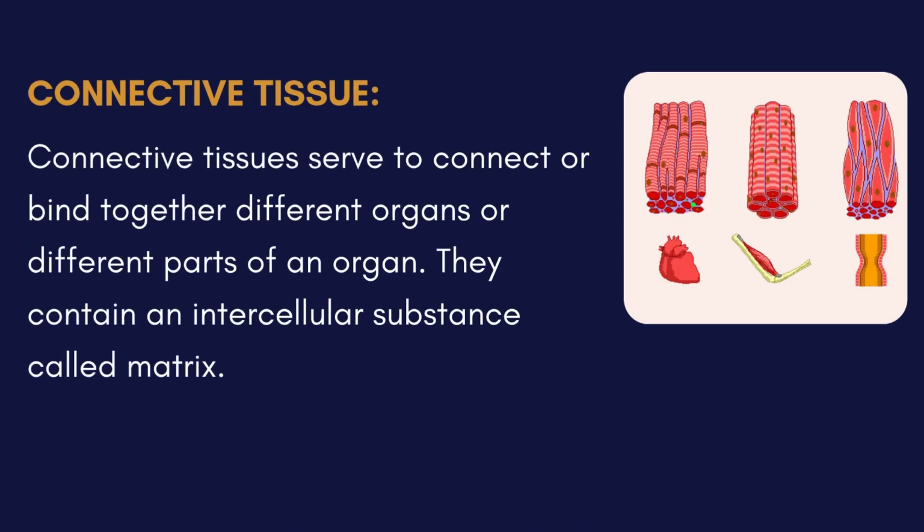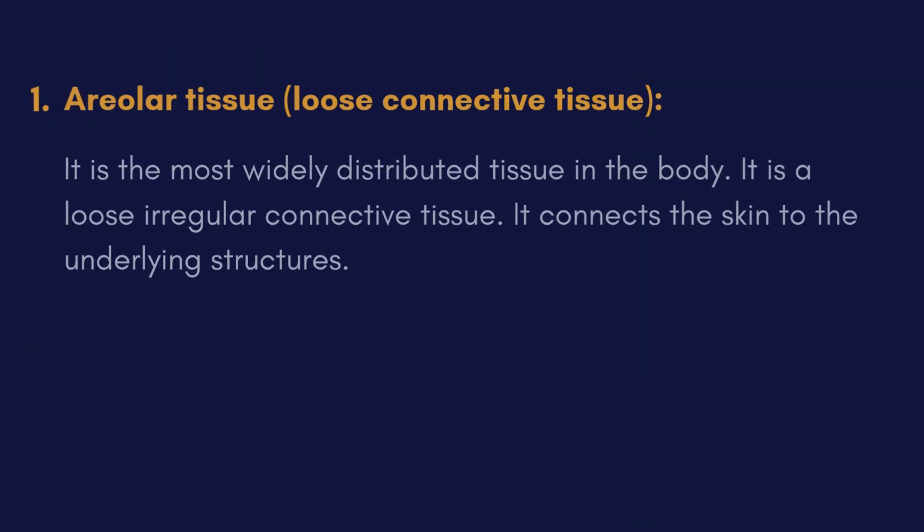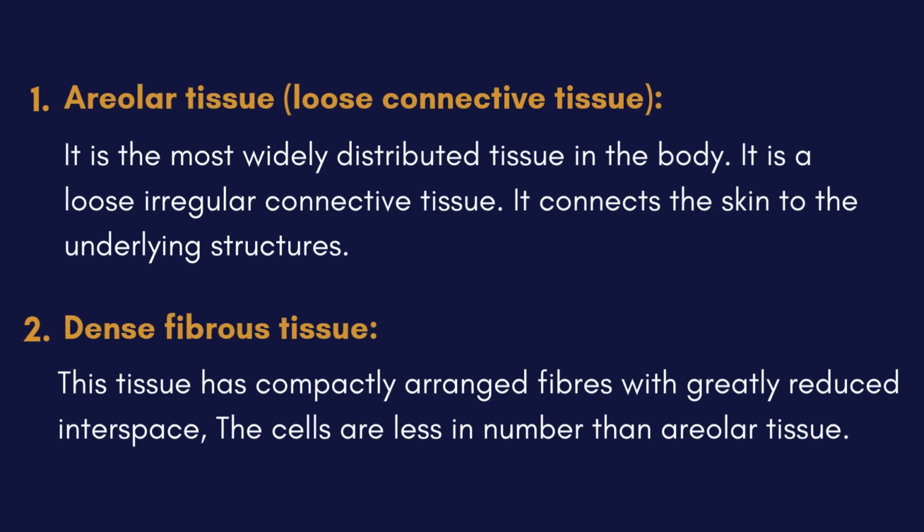Connective tissue. Connective tissues serve to connect or bind together different organs or different parts of an organ. They contain an intercellular substance called matrix. Areolar tissue. It is the most widely distributed tissue in the body. It is a loose irregular connective tissue. It connects the skin to the underlying structures. Dense fibrous tissue. This tissue has compactly arranged fibers with greatly reduced interspace. The cells are fewer in number than in areolar tissue.